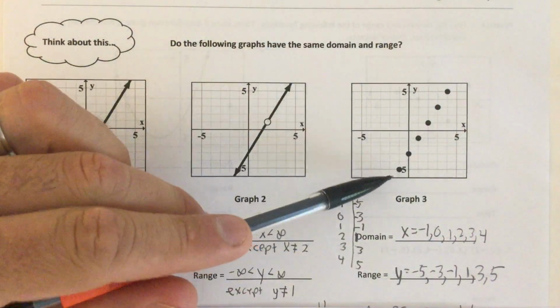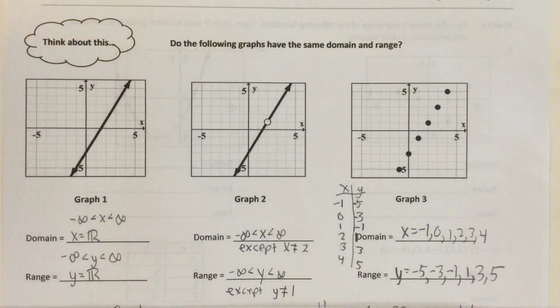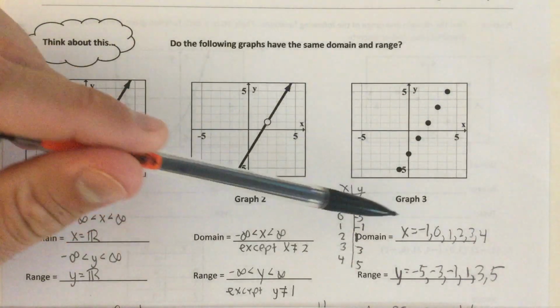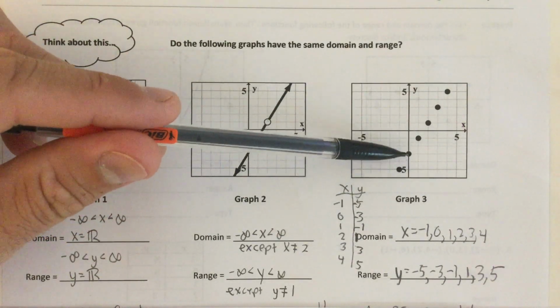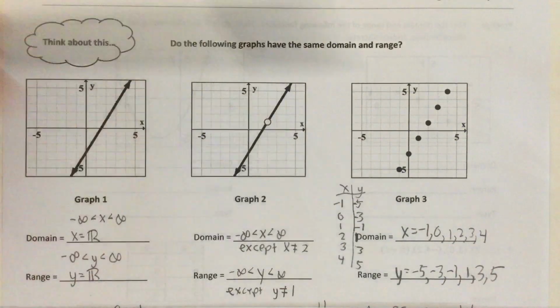So again, since those weren't connected, I can't write those as an inequality. When you write the inequalities, it includes all the decimals, all the values in between. These points are not connected, so we're not including all those decimals in between, so we have to write it out like this.